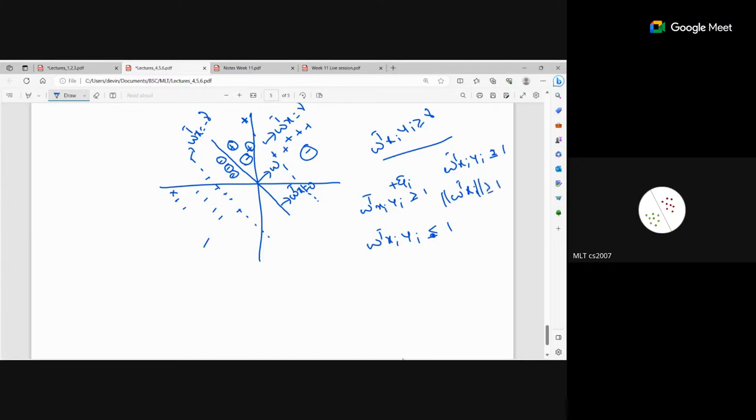This is what we are trying to say. We are not saying that the margin is equal to one. We can always find a gamma. We can always find a W, irrespective of what the data is, irrespective of what the margin is. So that satisfies this condition.